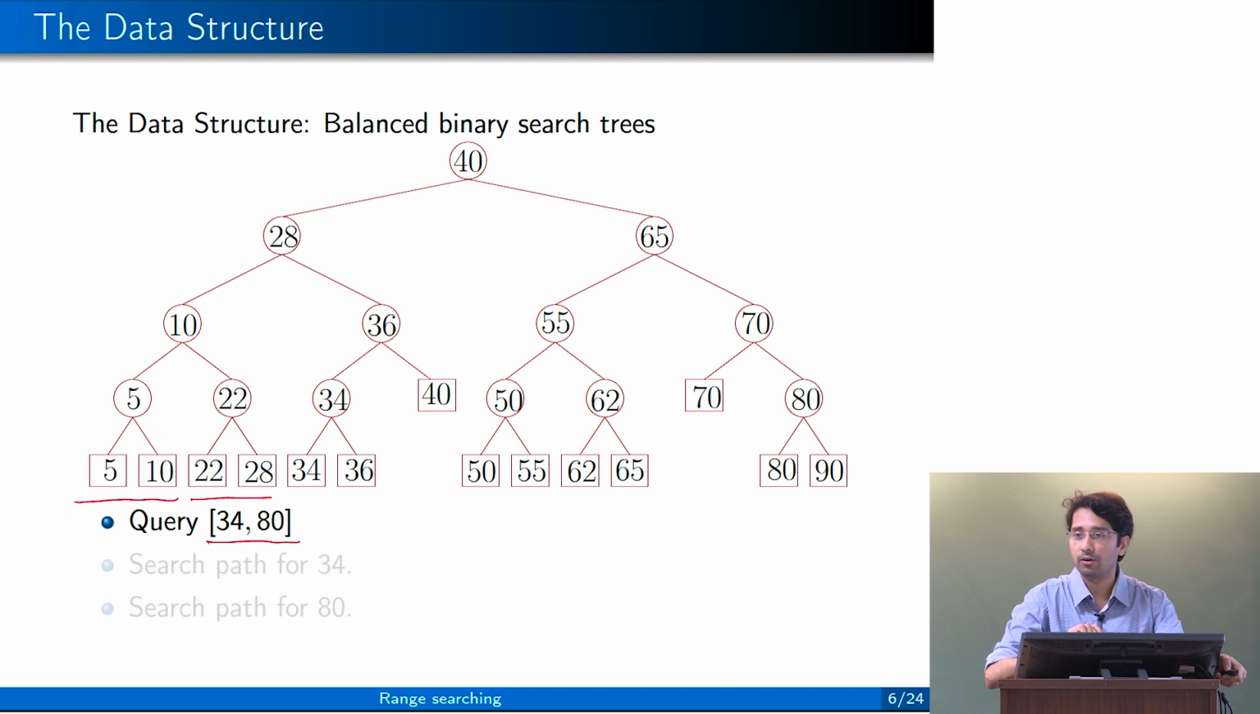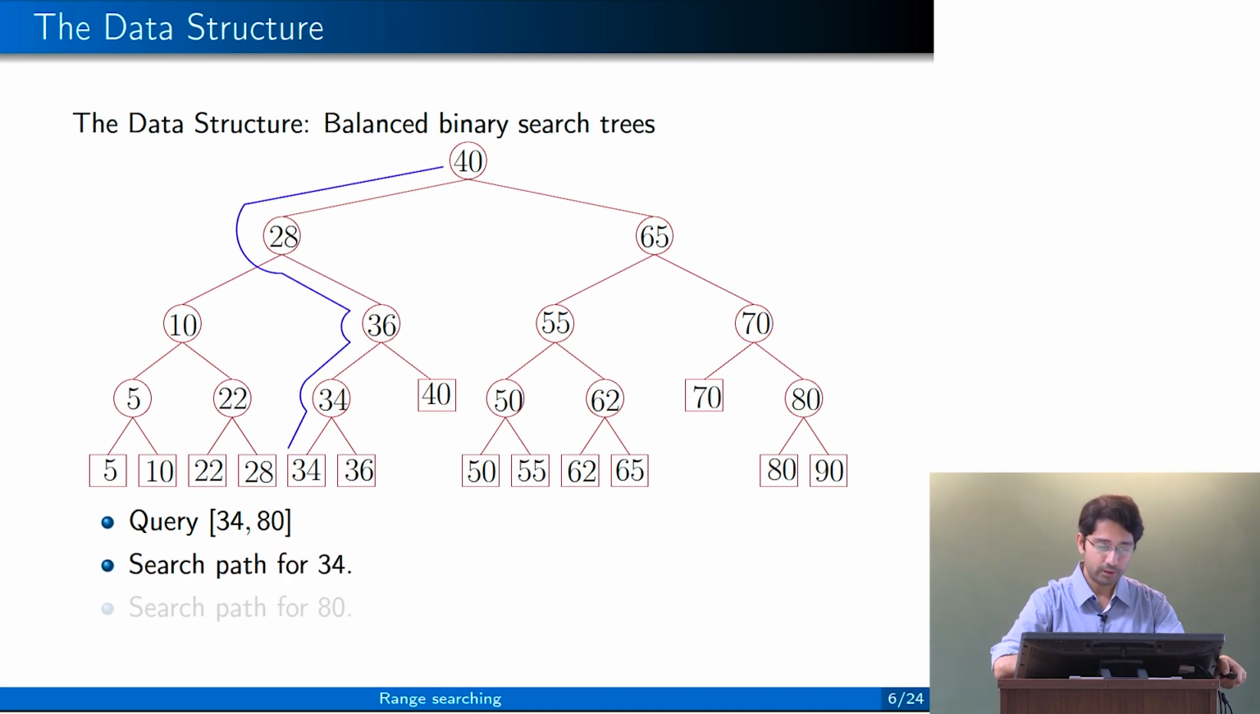How to search for a range 34 to 80? I want a runtime of log n plus k. I want to report all the points inside 34 to 80 in time log n plus k. Very good. We will search for 34. This is the search for 34.